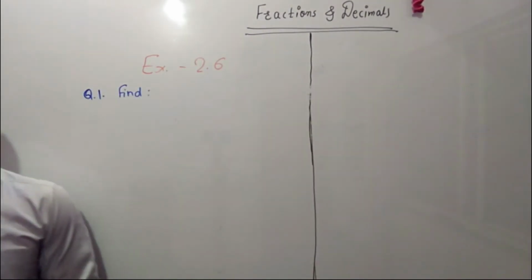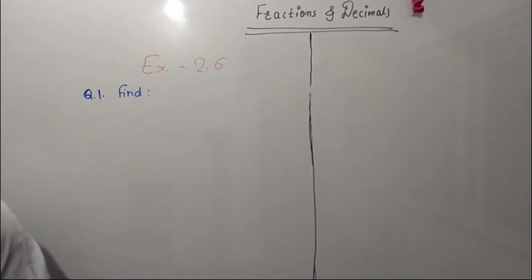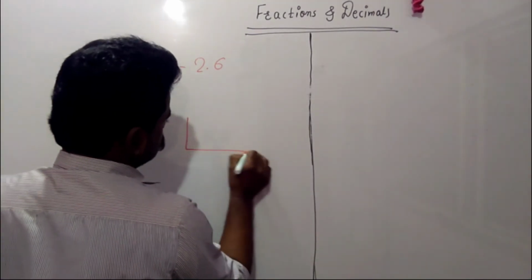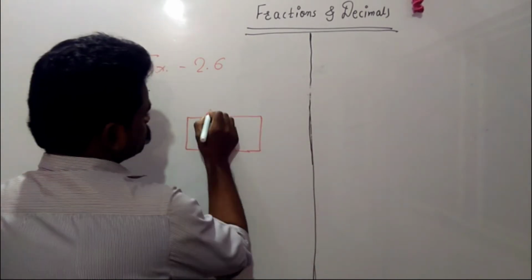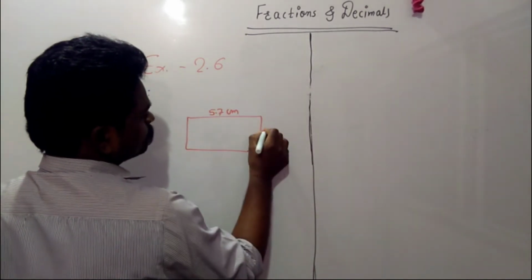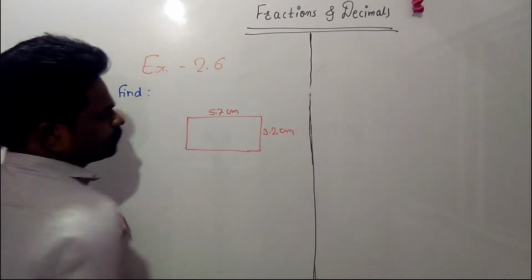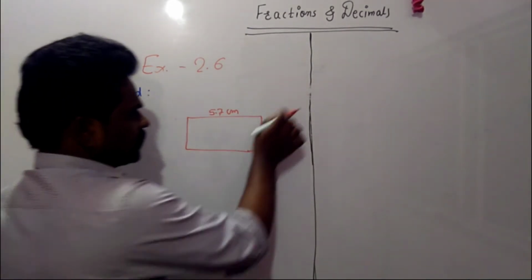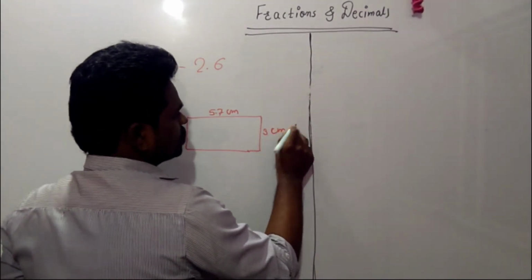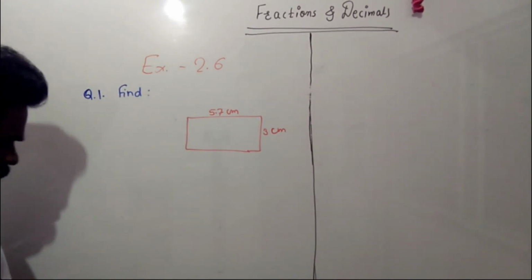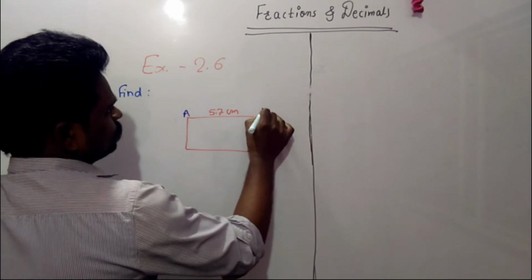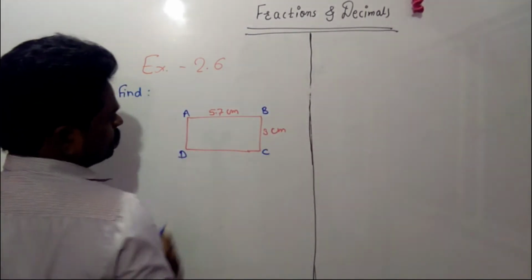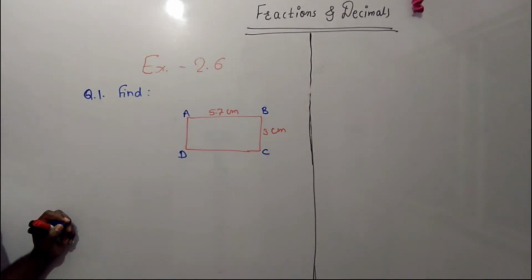I'll take the next question. Find the area of a rectangle whose length is 5.7 centimeter and breadth is 3 centimeter. Okay. So the question is like this. 5.7 centimeter and 3 centimeter? It's not 3.2. It's 3 centimeter. So suppose this rectangle is A, B, C and D. No problem.